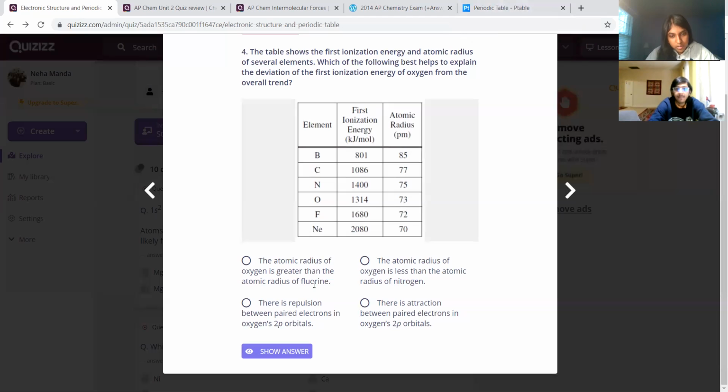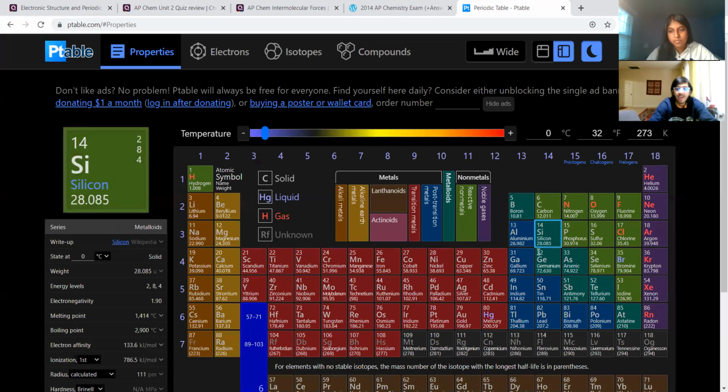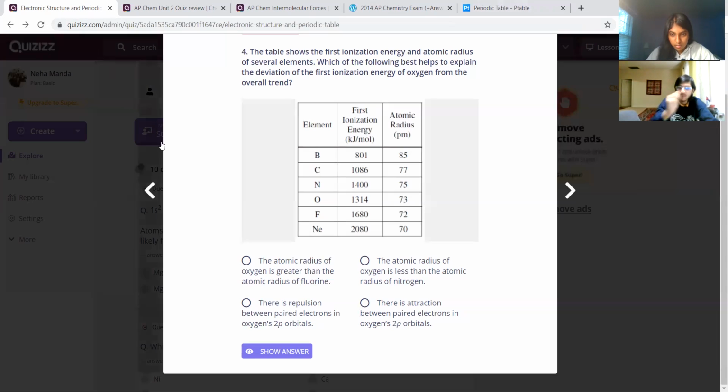I'm honestly not sure about this one. Can we go back to the periodic table? So it's asking about first ionization energy, right? Yeah. And ionization energy means the energy required to remove an electron. So ionization energy, maybe it's because it would be half full, right? Is that why? For oxygen, it would be half full. Yes, because it reaches a position of stability when it's half full.